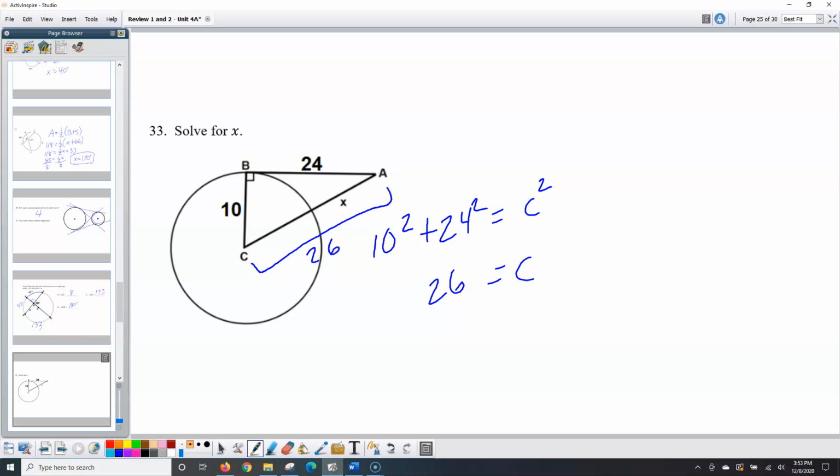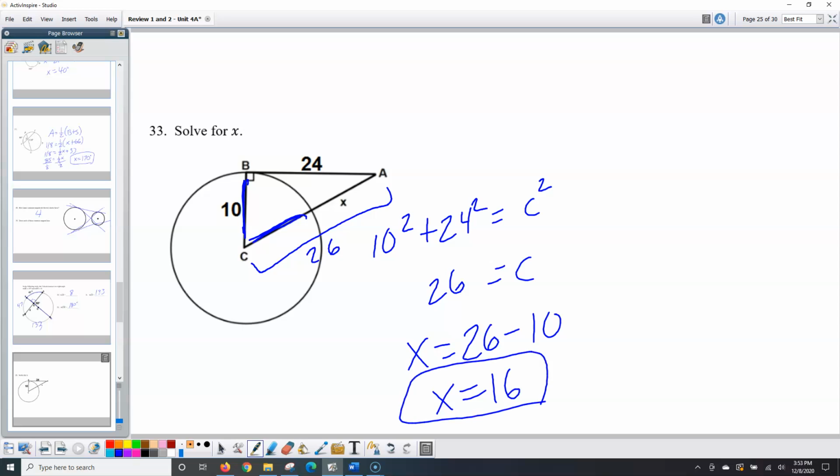That's not what we want. We just want that outside stuff. I know that this is 10, so that means that that is 10. So I'm going to say 26. X equals 26 minus 10. So x equals 16.